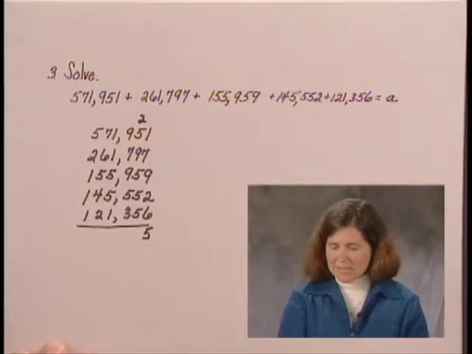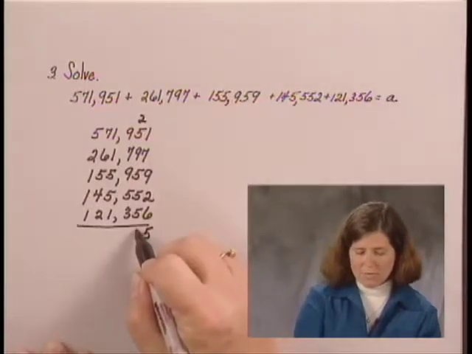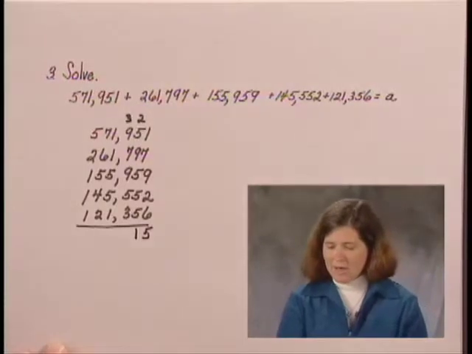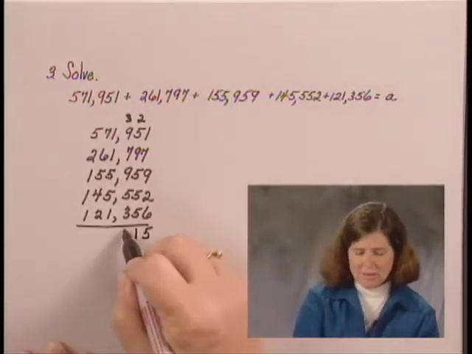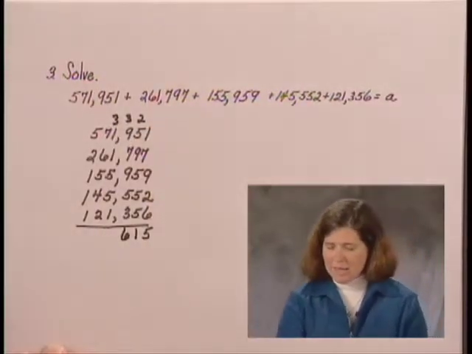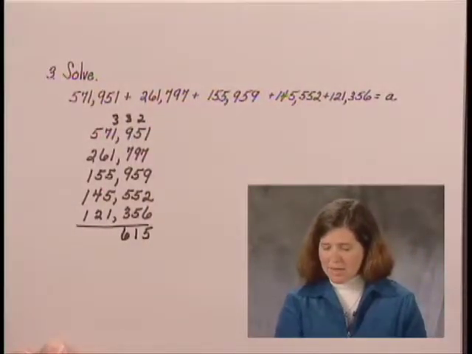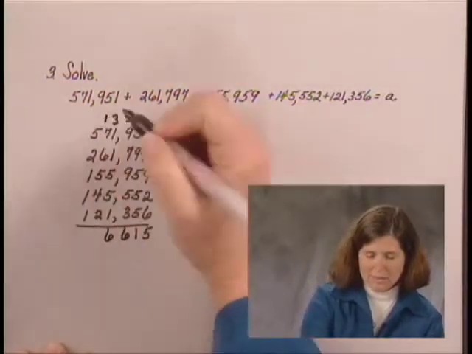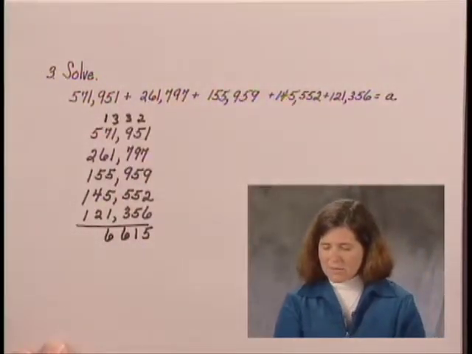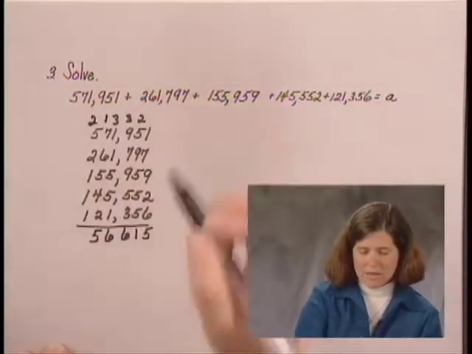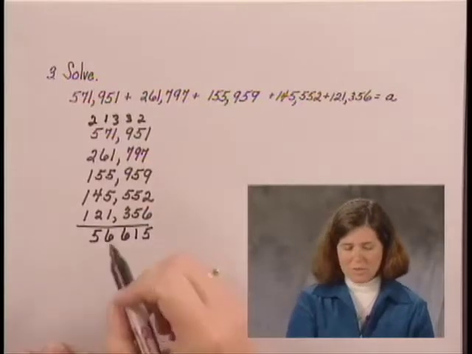Now we add the tens. Adding the tens, we get 31. Write the 1, carry the 3. Adding the hundreds, we get 36. Write the 6, carry the 3. Now we add the thousands. Adding the thousands, we get 16. Adding 10,000s, we get 25. And finally, adding 100,000s, we get 12.